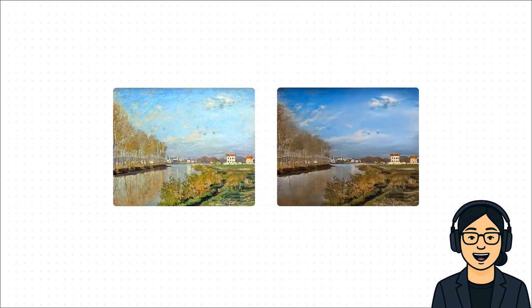What's even wilder is that it could go in reverse. It could look at a Monet and try to generate what a real photograph of that scene might have looked like. It shows the model isn't just mindlessly copying a style. It's actually trying to understand and reverse engineer it.